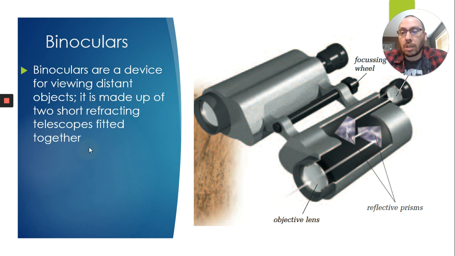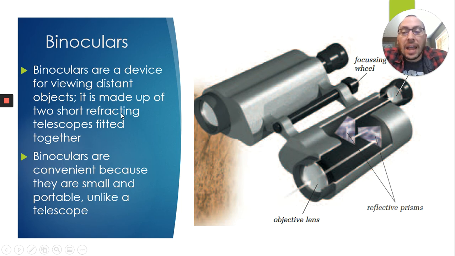So binoculars are devices used for viewing distant objects. They're made up of two short refracting telescopes fitted together. Each of these is a small refracting telescope, and they are convenient because they're small and portable. Throw them in your pocket, and you can take them everywhere.